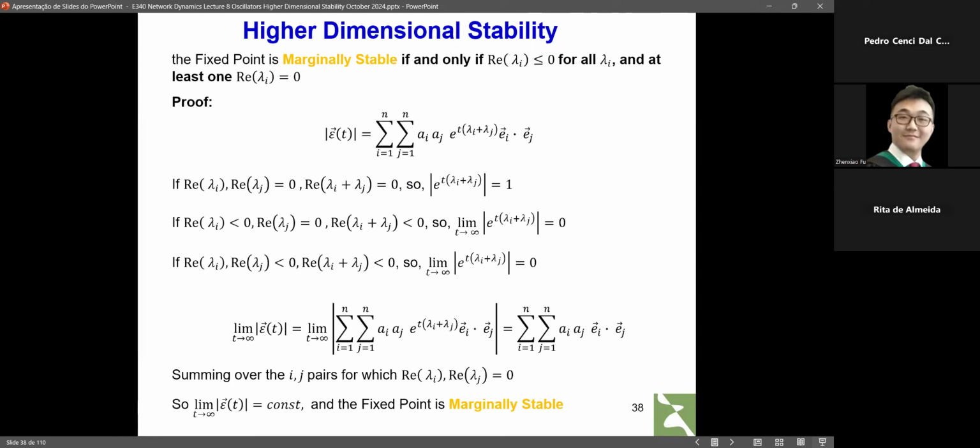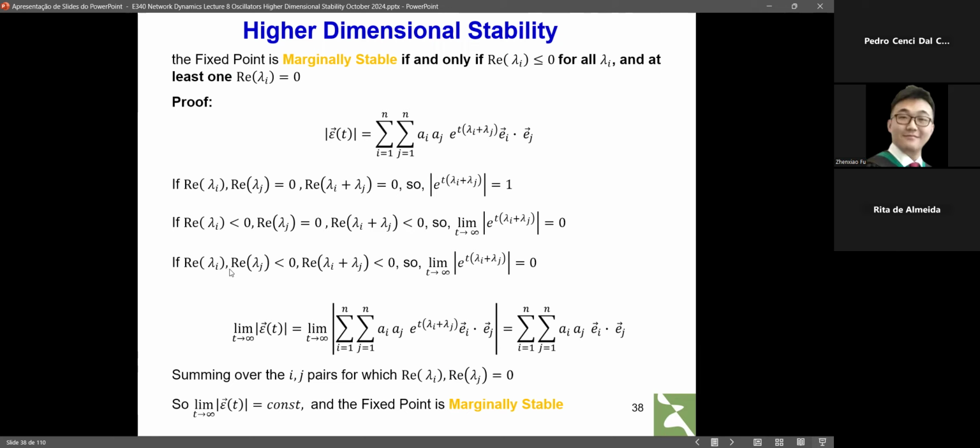And marginally stable is if and only if the real parts are less than or equal to 0 for all lambda_j's, and at least one is going to be 0. So if lambda_i and lambda_j are equal to 0, then the real part of lambda_i plus lambda_j is equal to 0, then the modulus of it is going to be 1. If one of them is less than 0 and the other is 0, then the real part is less than 0 and this term is going to be 0.